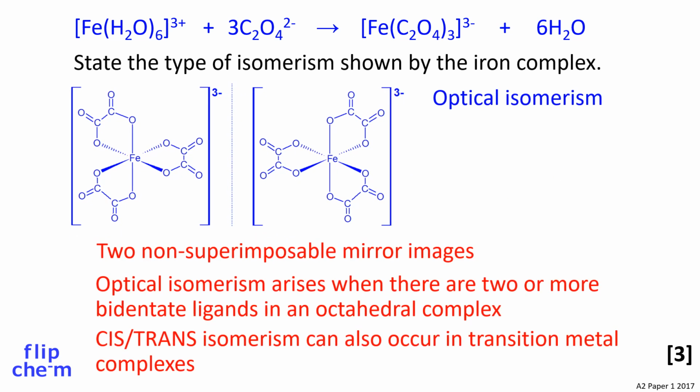You weren't asked to draw the isomers, but I've included this. You might find it useful. The dotted line between the complexes represents a mirror. Optical isomers are 2 non-superimposable mirror images. Optical isomerism arises when there are 2 or more bidentate ligands in an octahedral complex. Cis-trans isomerism can also occur in transition metal complexes.